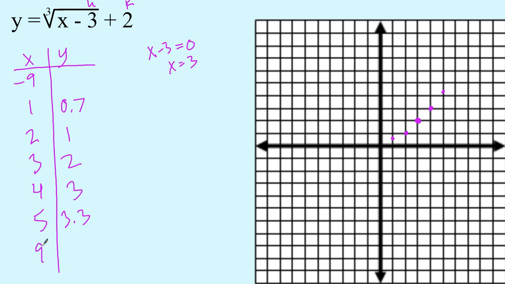Honestly, this is what I would do. I would just plug it in, see what happens. So if we plug in 9, we should get 3.8. If we plug in -9, we get -0.3. So -9 is -0.3, and 9 is 3.8. Ooh, that doesn't make sense.